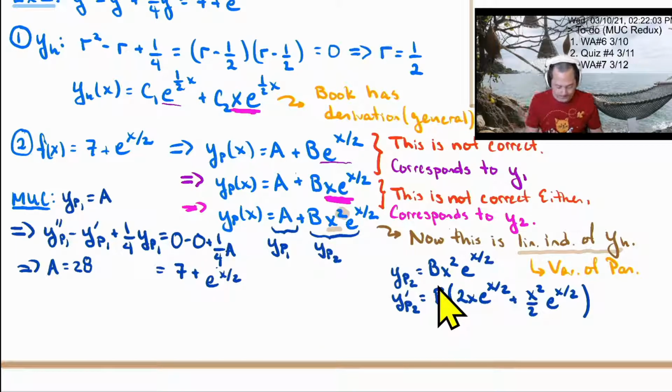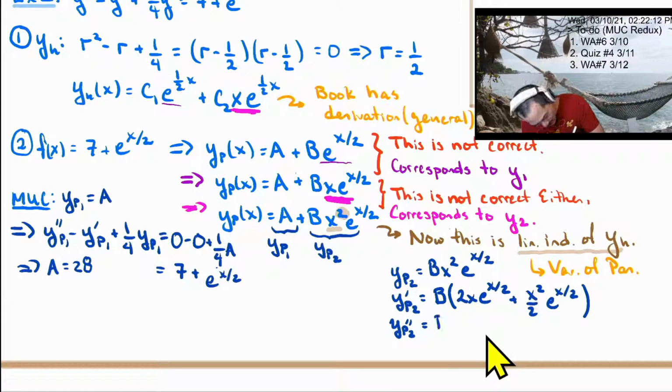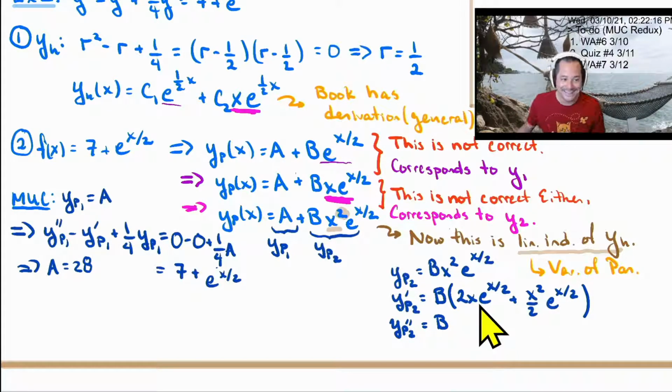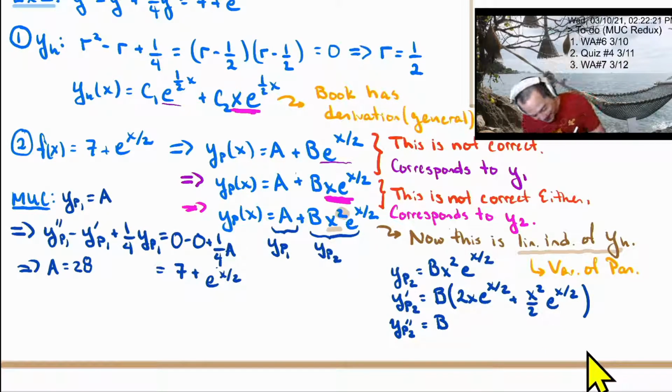Like that. All right, and then I'm going to get y sub p2 double prime is equal to, okay, I have this b out front again, so I'm going to have that b out front. Now I've got to use a product rule here. And I've got to use another product rule here. So there are going to be 4 lovely terms coming out of this mess.